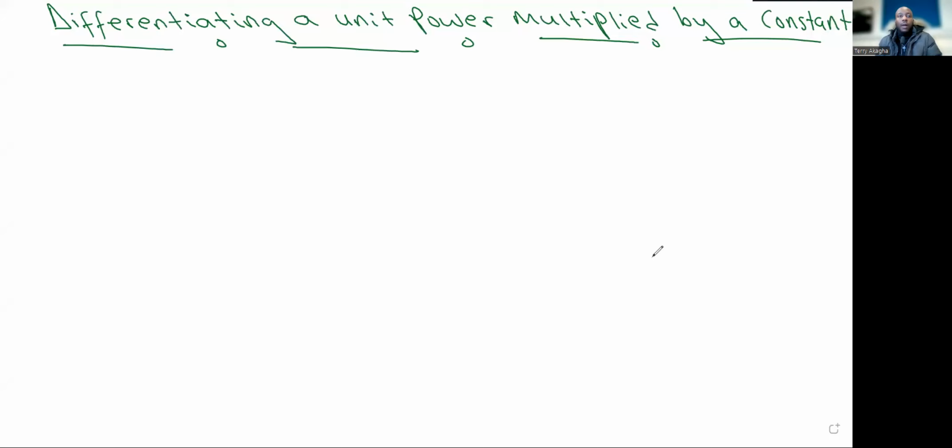So we're going to be talking about how to differentiate a unit power multiplied by a constant. In the last video, I talked about how to differentiate a unit power. So I advise, before you come to this video, make sure you've watched that and understood it.